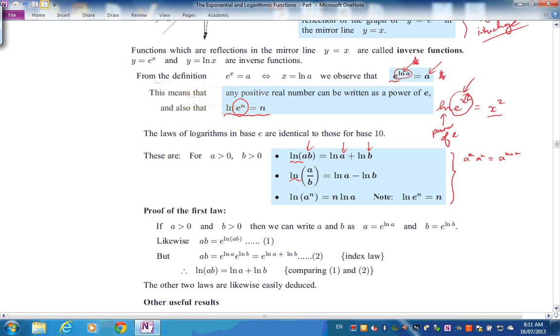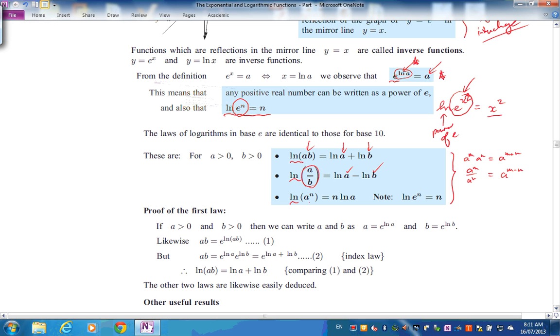And here, log to the base e of a quotient, two things divided, then it's the power of the top line minus the power of the bottom line. Just check it out. It's the same thing again. It's just now we're using ln, instead of log to the base 10, we're using base e. All the powers will be treated in the same way.